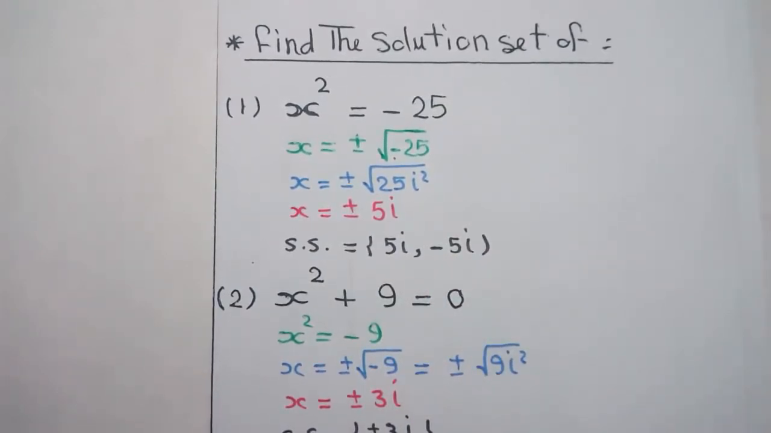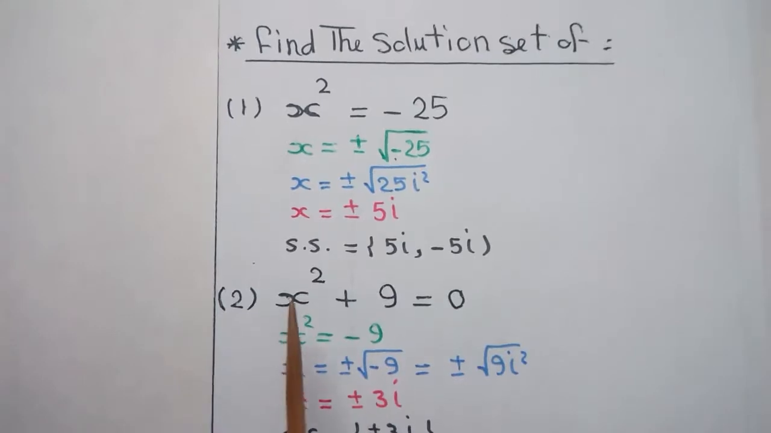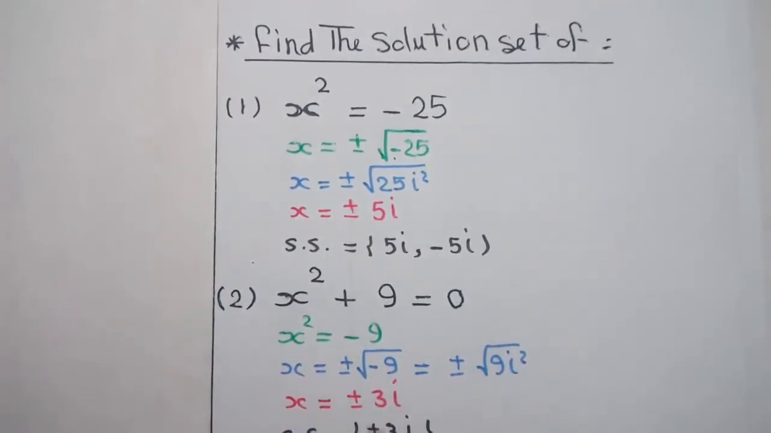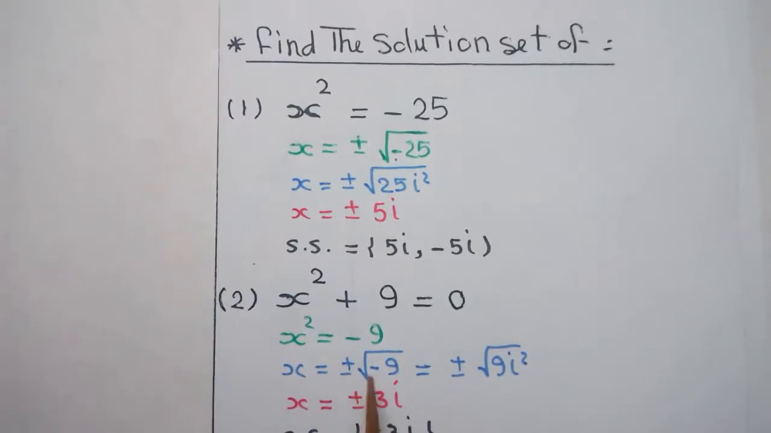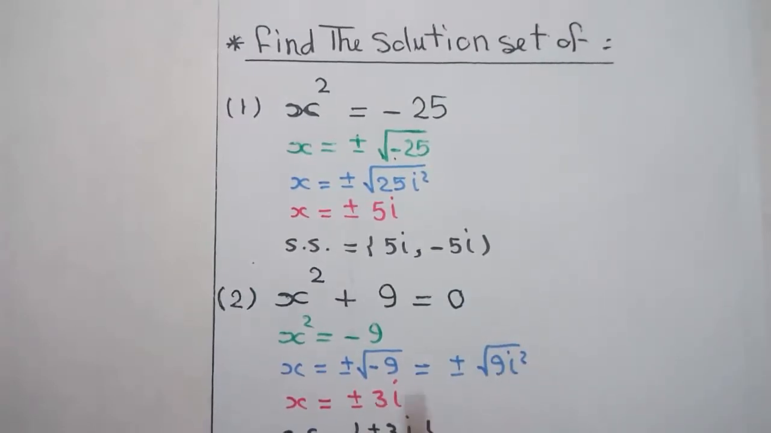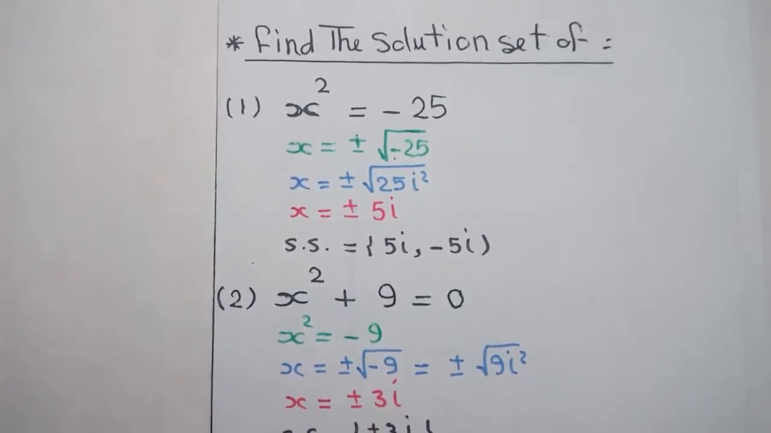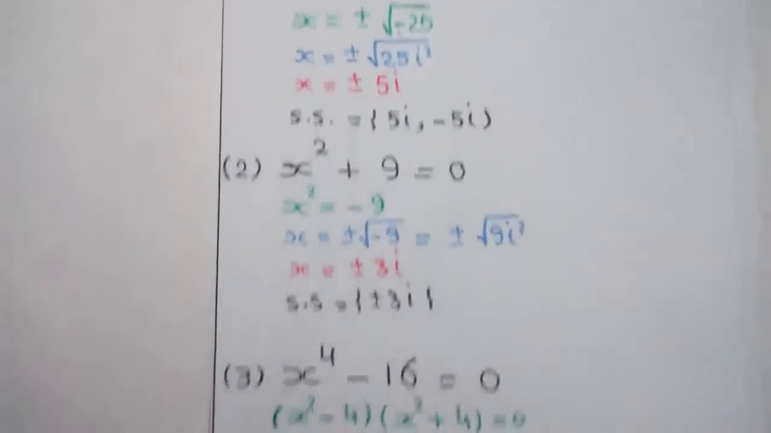Another question. x power 2 plus 9 equals 0. So x power 2 equals negative 9. So x equals positive or negative root negative 9. Negative 9 will be changed to 9i power 2. So x equals positive or negative 3i. So the solution set is positive or negative 3i.